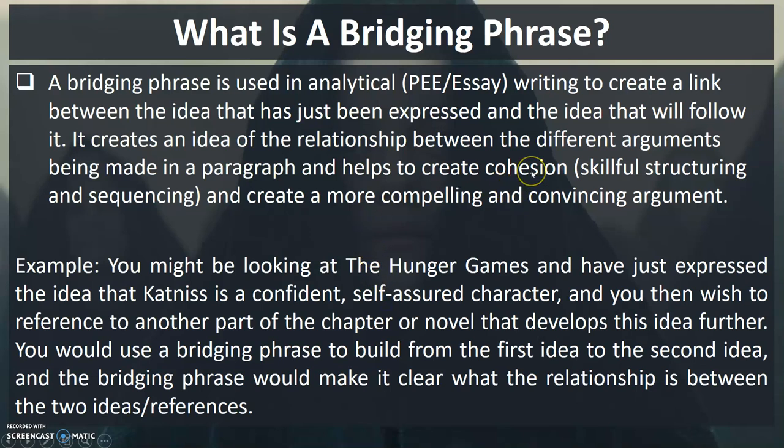So imagine that you are looking at the Hunger Games and you've just expressed the idea that Katniss is a confident, self-assured character. And you want to follow that up with a reference to another part of the chapter or the novel that develops this idea further. In this case, you would want to use a bridging phrase to build from that first idea to the next idea. And the bridging phrase would make it clear what the relationship is between the two ideas or references.